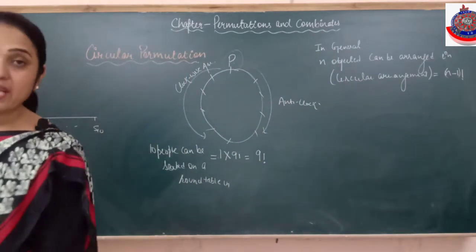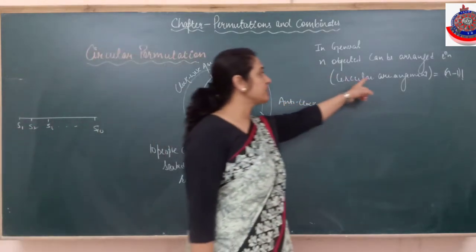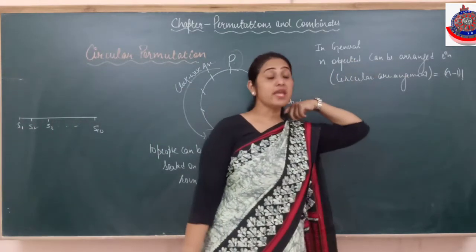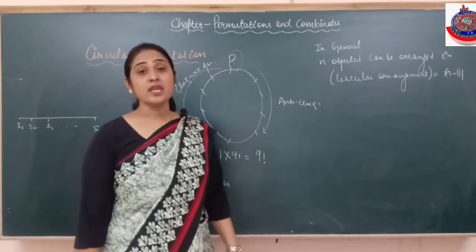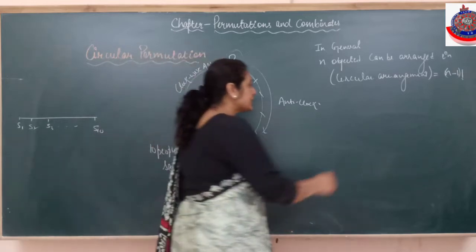That's a different arrangement. Is it clear? So when clockwise and anti-clockwise make a difference, the total arrangement of n objects in a circular way would be (n minus 1) factorial. Is it clear? Put a note.